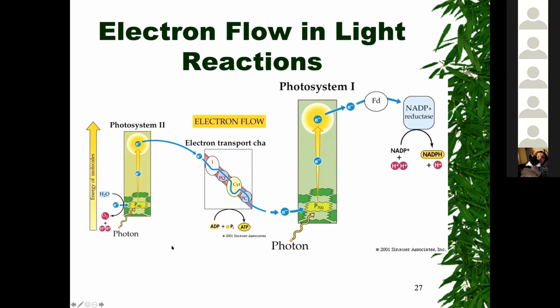So there are 2 light reactions in photosynthesis. That's the take-home message of this slide, photosystem 1 and photosystem 2. Beyond that, don't worry about the details of these 2 photosystems.